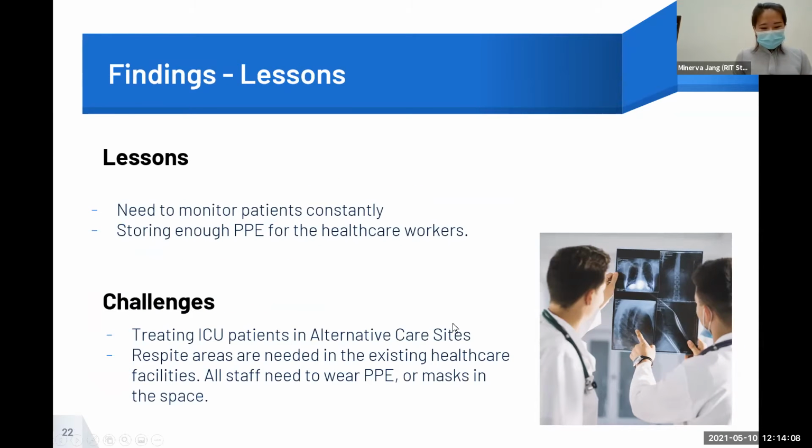Lessons that I found through the interviews are that COVID-19 patients need to be monitored constantly by healthcare workers. They need to have enough personal protective equipment for healthcare workers. And doctors think treating ICU patients in alternate care sites would be a very difficult challenge.